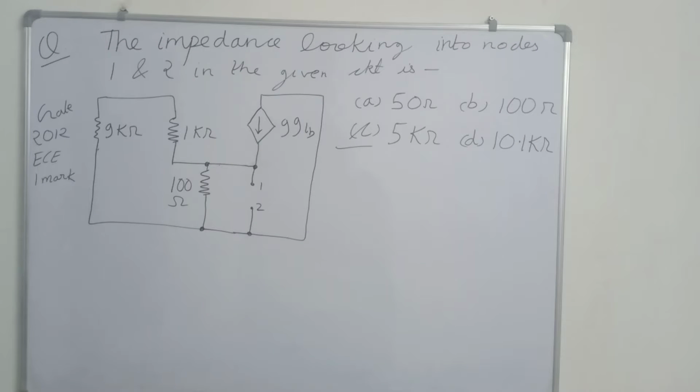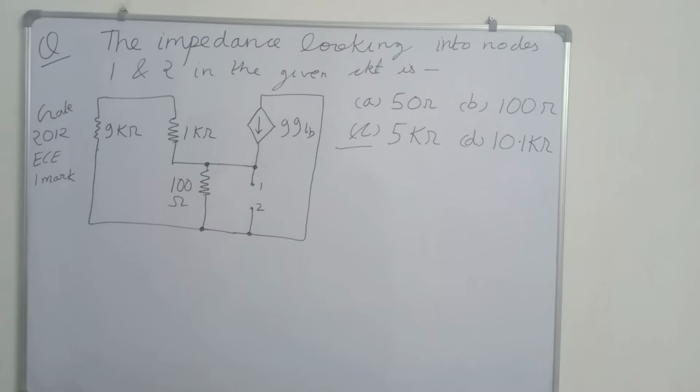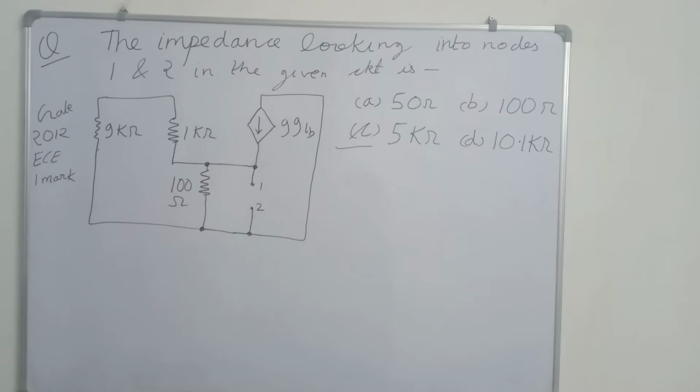So we are solving a question from GATE 2012 electronics branch. This is a 1 mark question. In this we have to find the impedance looking into the nodes 1 and 2 in the given circuit. The options are 50 ohm, 5 kilo ohm, 100 ohm and 10.1 kilo ohm. These are the 4 options.